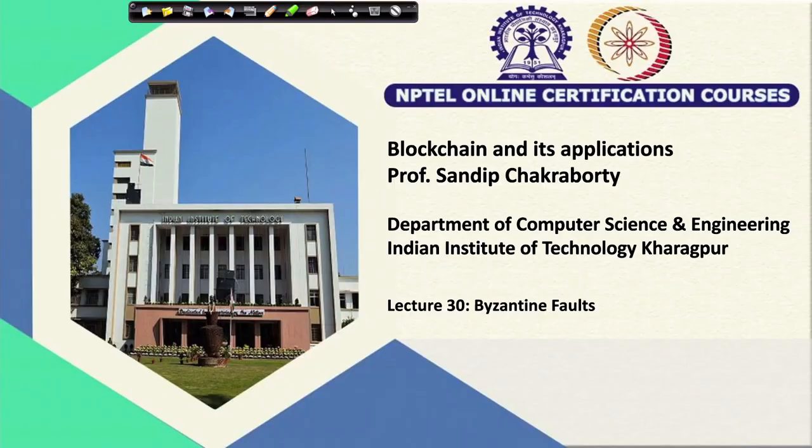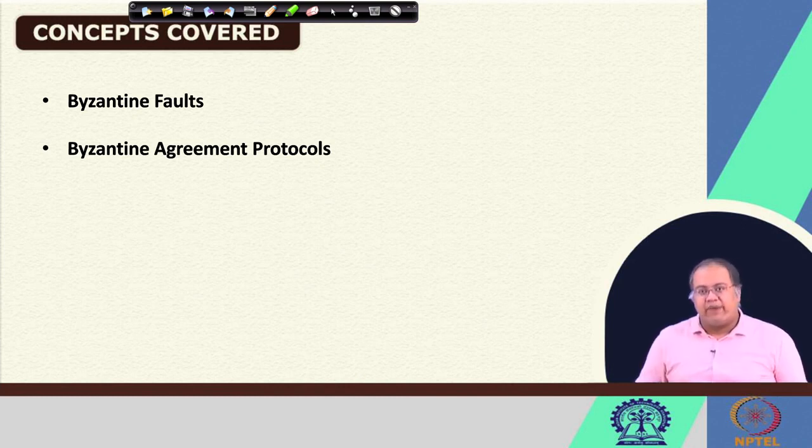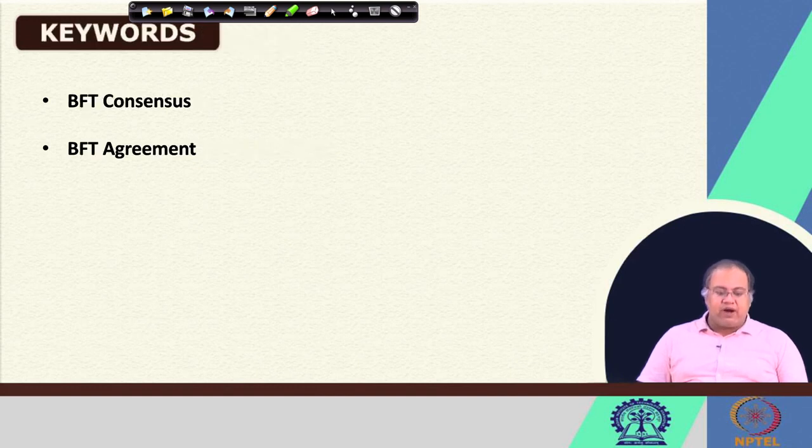So, let us start our discussion on Byzantine faults. In this lecture we are going to cover Byzantine faults and the properties of a Byzantine faulty system, or rather how a Byzantine faulty environment works. Then we are going to look into one important notion of Byzantine agreement protocols: certain limits on the number of nodes in Byzantine agreement protocols in an asynchronous environment. So, these are the keywords for today: BFT consensus and BFT agreement.